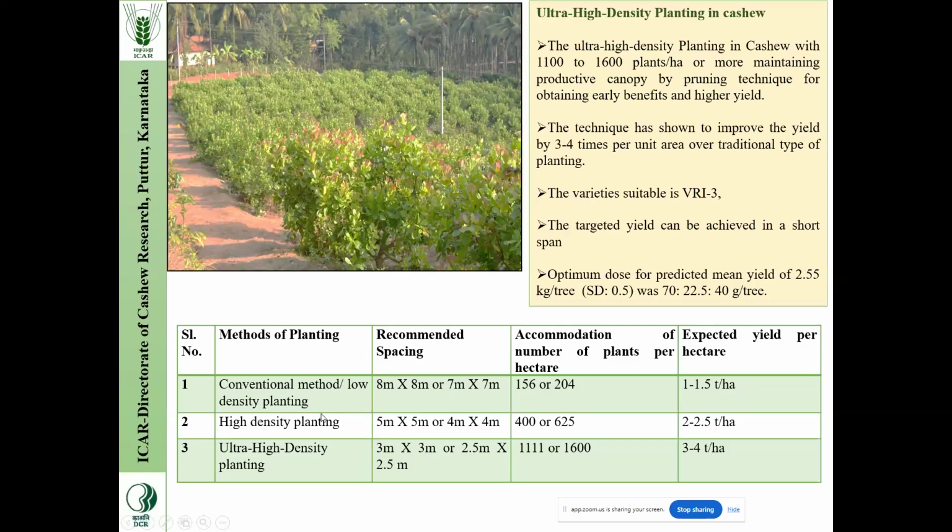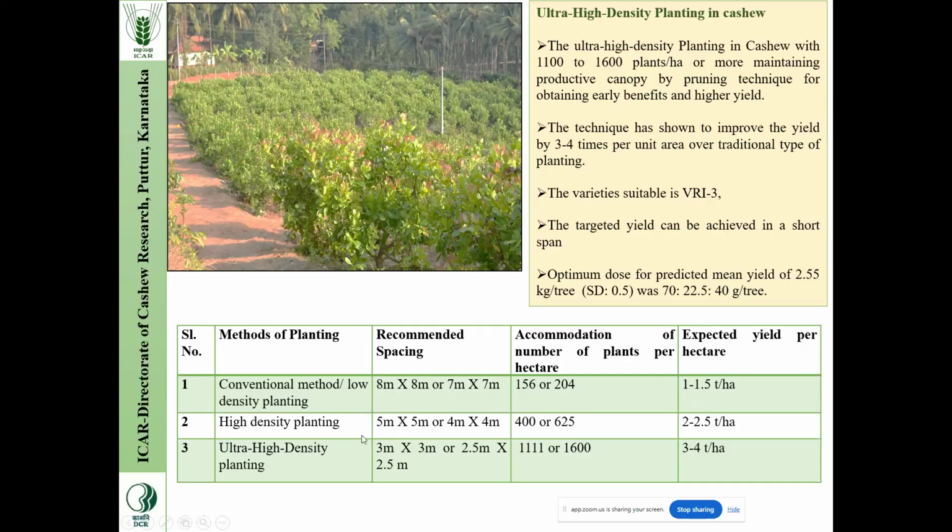Next, here we can see the comparison between the conventional method of planting, high density and ultra high density. In the conventional method of planting, we generally go for 8 by 8 or 7 by 7 meter spacing. There we can accommodate around 156 to 204 plants per hectare, and the expected yield is 1 to 1.5 tons per hectare.